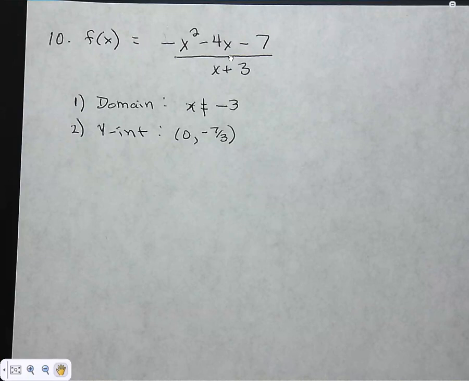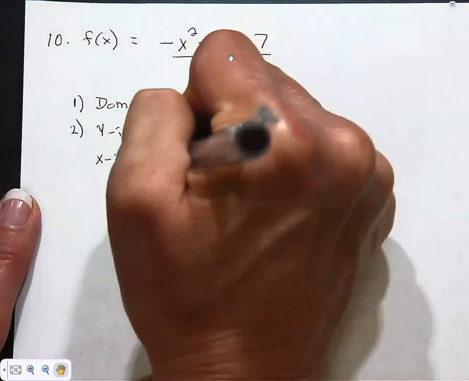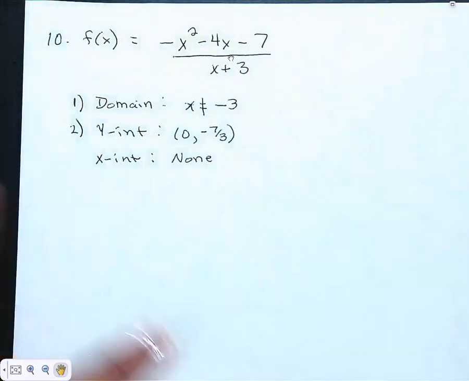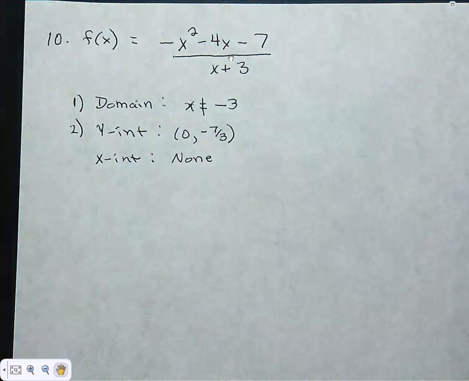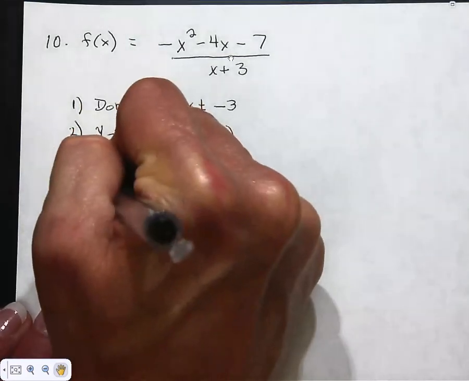What does that tell you about x-intercepts? The answer you would get from the quadratic formula is an imaginary number. An imaginary number can't be an x-intercept, so there are no x-intercepts. I'm not just saying we can't find them. I'm saying there is none, because if you set that numerator equal to 0, you would only get imaginary solutions. All right, number 3, is there a vertical asymptote?